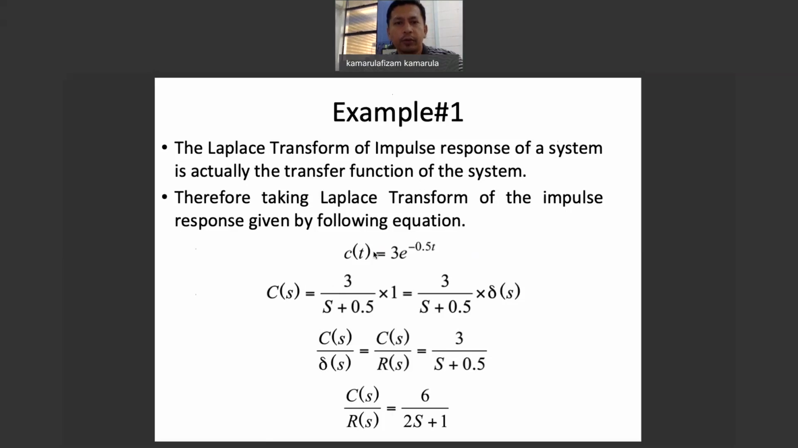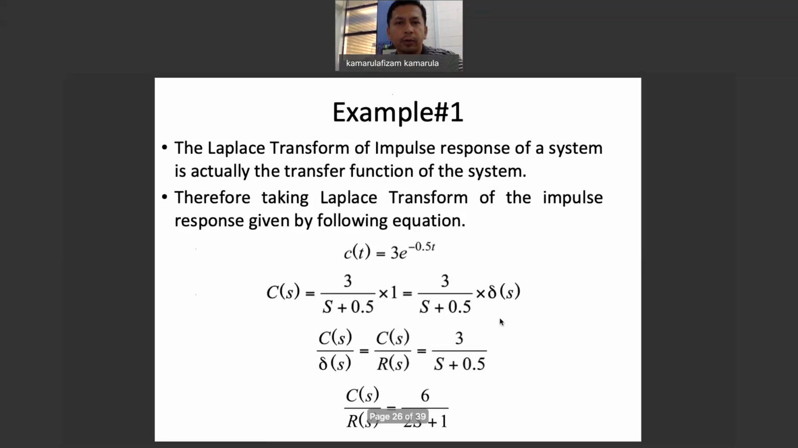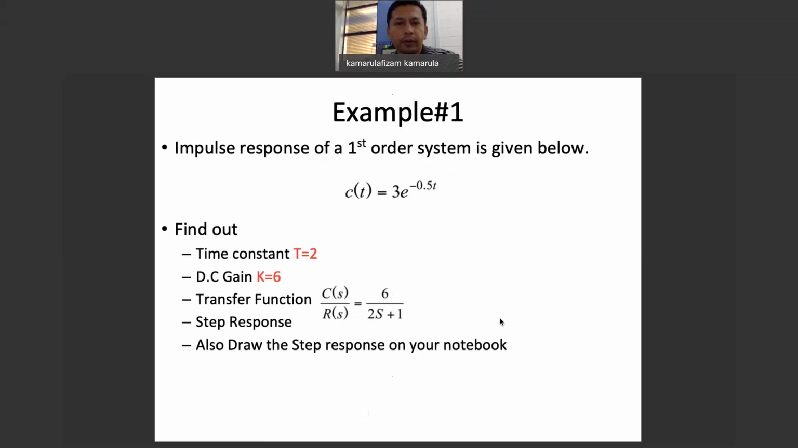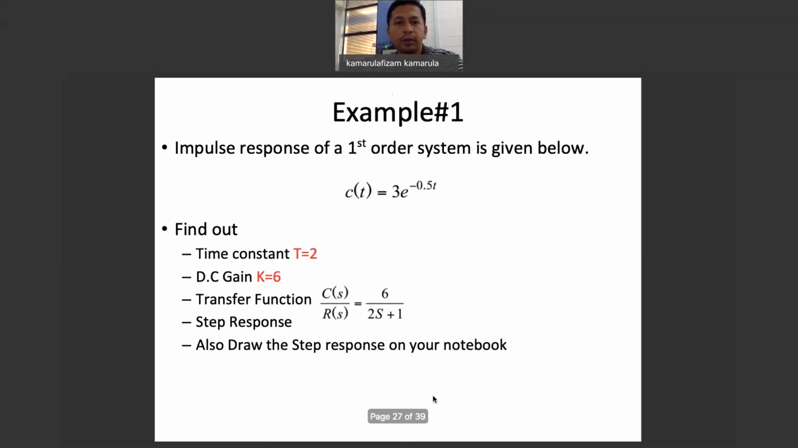From this equation, you can straight away convert. This is your impulse response coming in, right? We need to find the time constant T. From this equation, you can straight away find T is equal to 2, and the DC gain is equal to 6, straight from the equation. This is our transfer function.